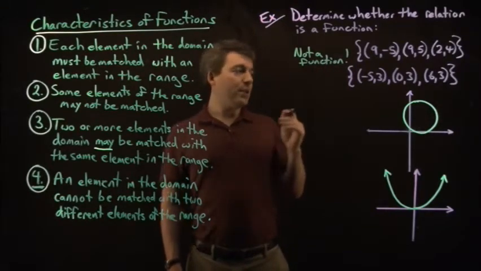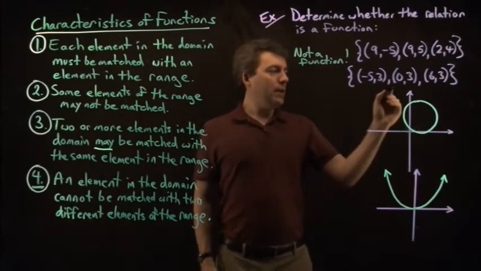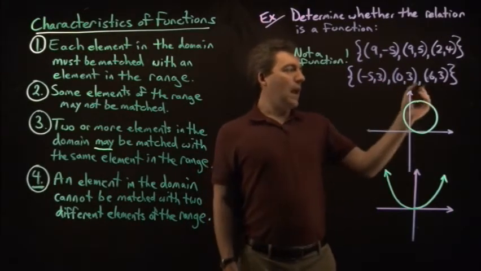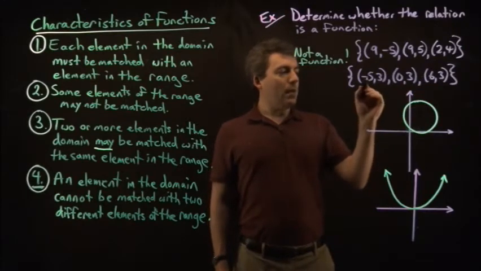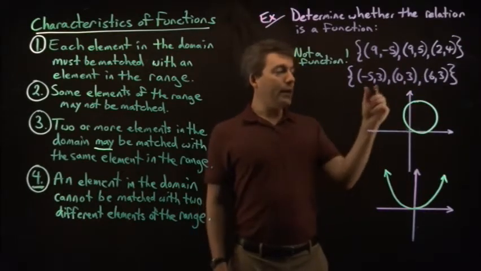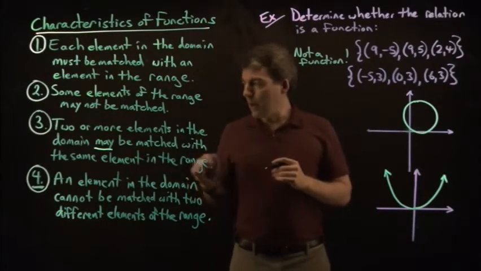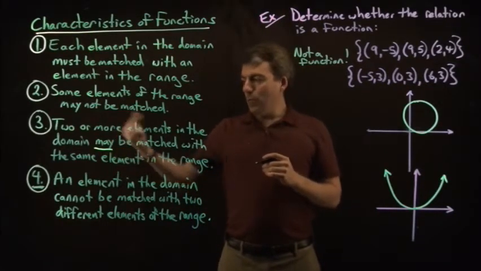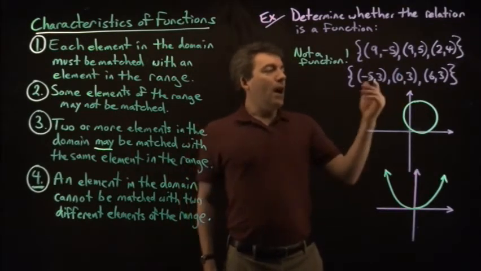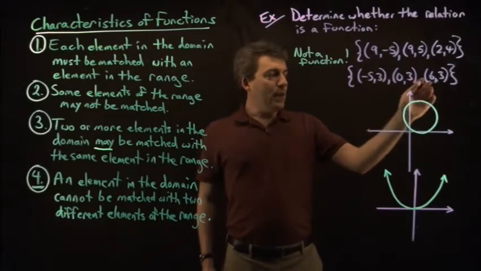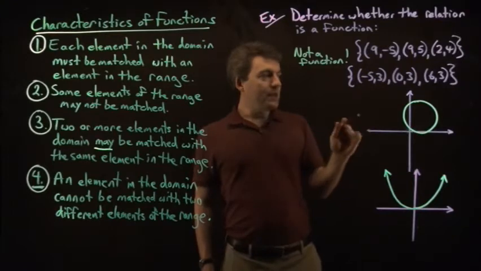Okay, let's look at the second example. We have -5 going to 3, 0 going to 3, and 6 going to 3. All right, so we have multiple inputs going to the same output. And that's okay. By property number 3 here, 2 or more elements of the domain may be matched with the same element of the range. That's okay. We do not have the same input going to multiple outputs. So this is a function.